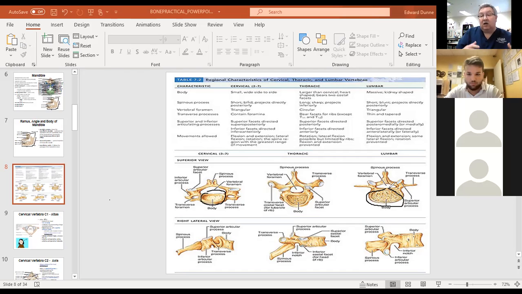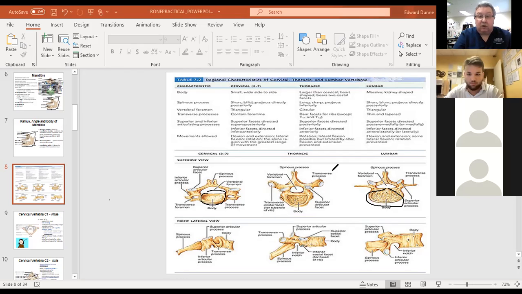So you need to understand the different characteristics. There are also differences in the vertebral foramen, the middle part. Both the lumbar and the cervical have a triangular foramen, where the thoracic has more of a circular foramen. So those are some of the ways you can differentiate between the thoracic, the cervical, and the lumbar.